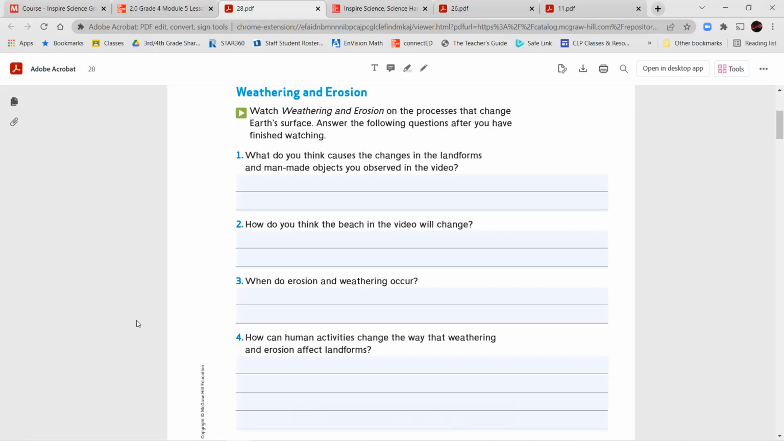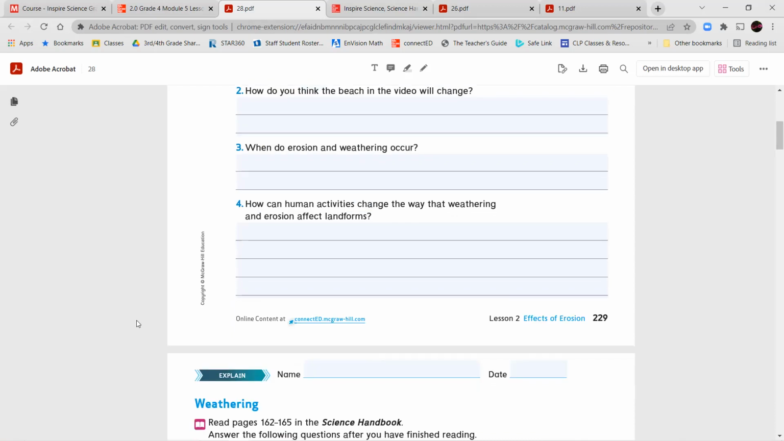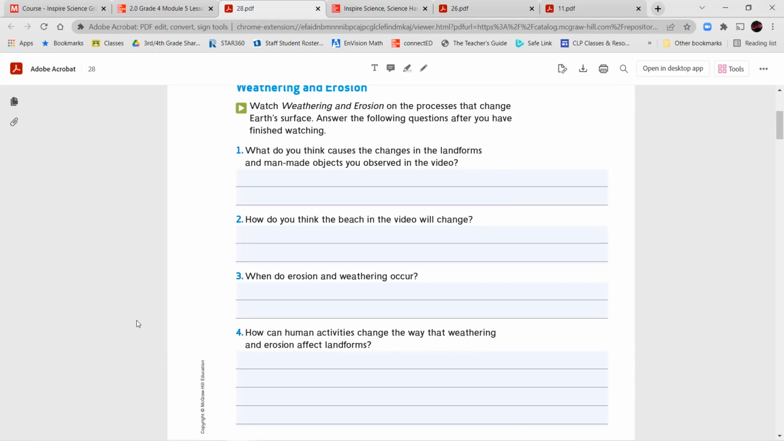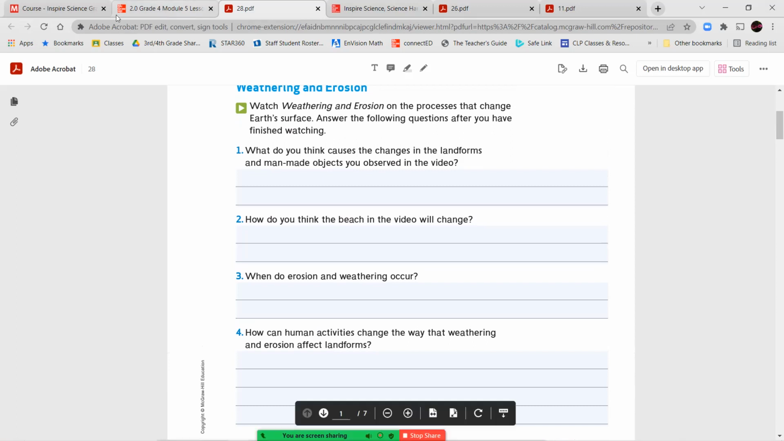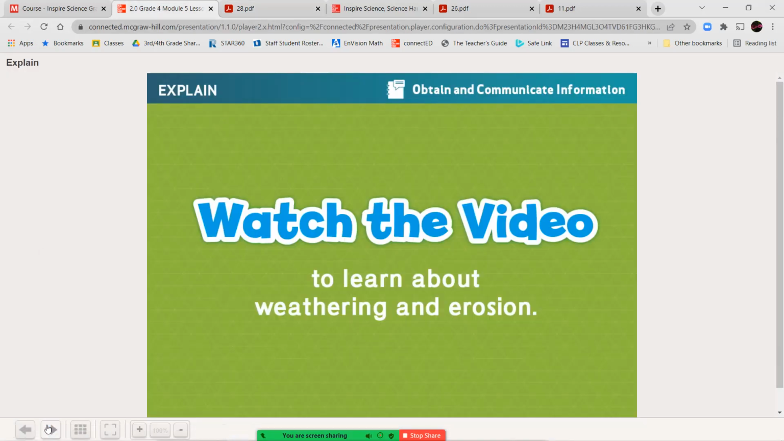Number 2, how do you think the beach in the video will change? Number 3, when do erosion and weathering occur? So when do those things happen? And number 4, how can human activities change the way that weathering and erosion affect landforms? So what are things that people do that can change the way that weathering and erosion is affecting the land? Let's go ahead and watch our video together.